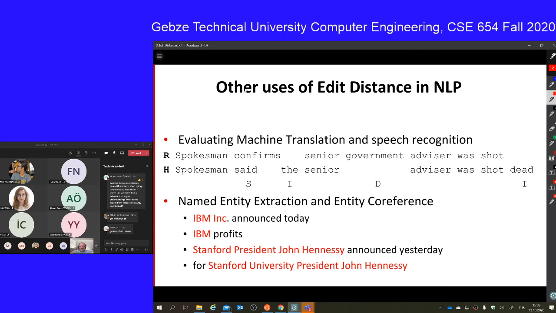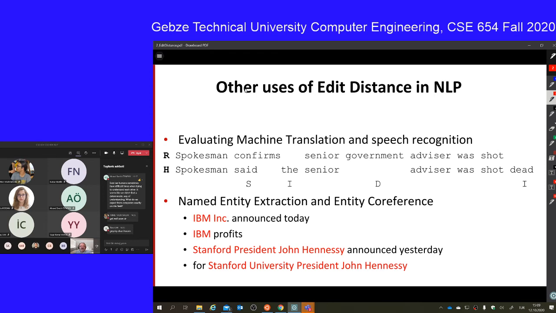Somebody has asked me a question. They said, how do you measure the quality of a translation? Let's say that from French to English, I have translated a sentence, and I let a human translator translate the same sentence. My system robot said that the translated sentence is: spokesman confirms senior government advisor was shot. The human translator says: spokesman said the senior advisor was shot dead. So how similar are these two sentences?